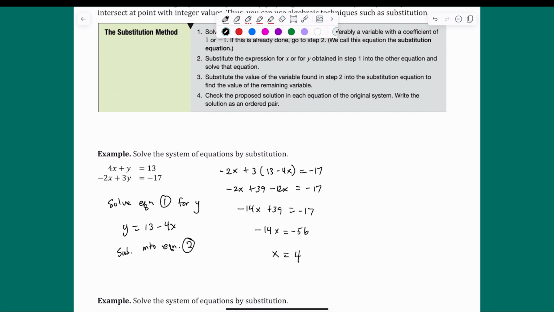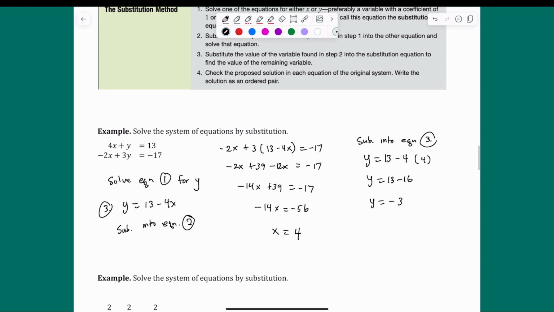In other words, if you wanted another name, we could have called it equation 3. So sub into equation 3. And so doing so would give us y equals 13 minus 4 times 4. So we get y equals 13 minus 16, which tells us y equals negative 3. Alright, and if you want to check your answer, I'm not going to do that here, but the solution is 4, negative 3.